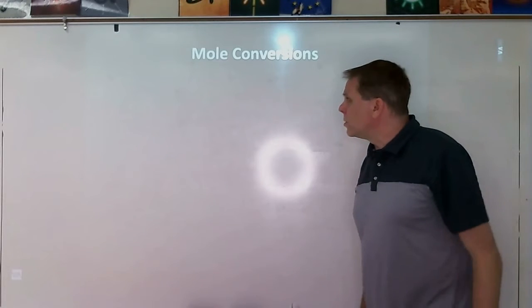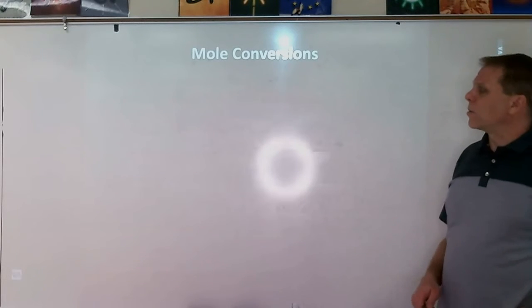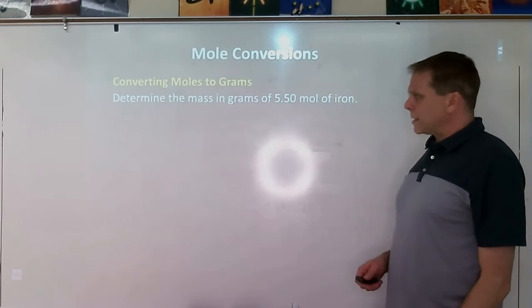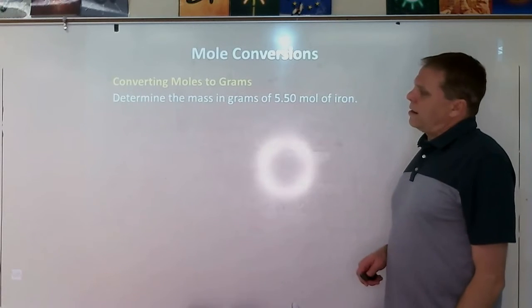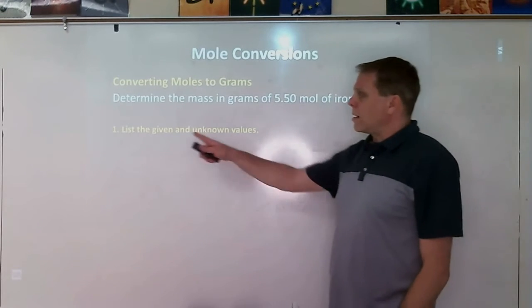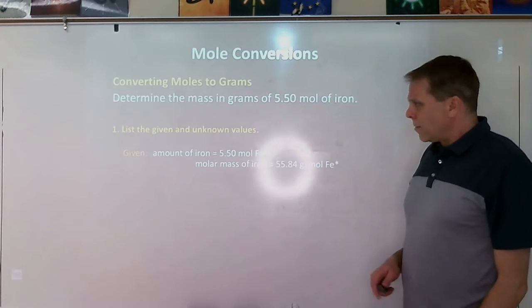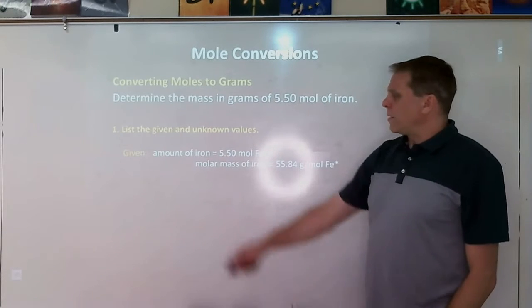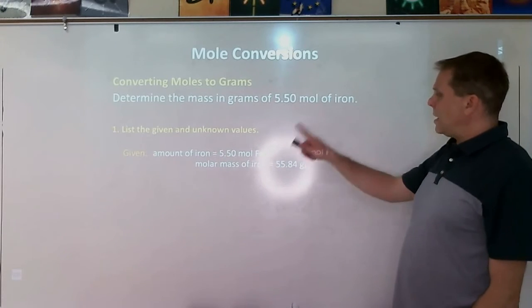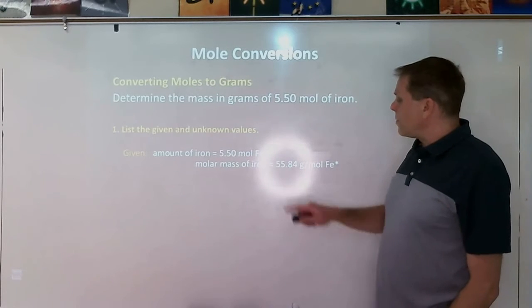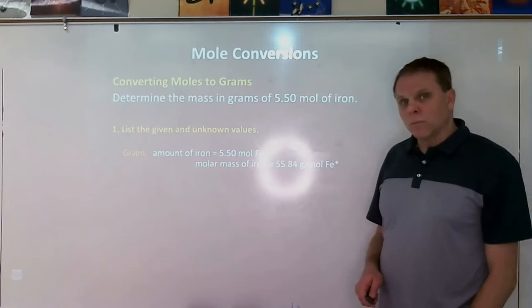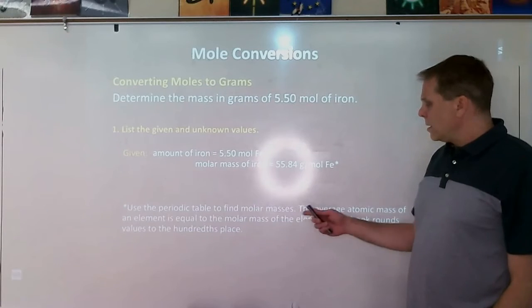Okay, so let's see how we would do a conversion like that. Let's just do a real quick conversion and see what that looks like. Determine the mass in grams of 5.50 moles of iron. So we start with what we're given, okay? I always start out with our givens and our unknowns, right? So we know that we've got 5.50 moles of iron, Fe, and we know from the periodic table that iron is 55.84 grams per mole. So, all right, we got that.